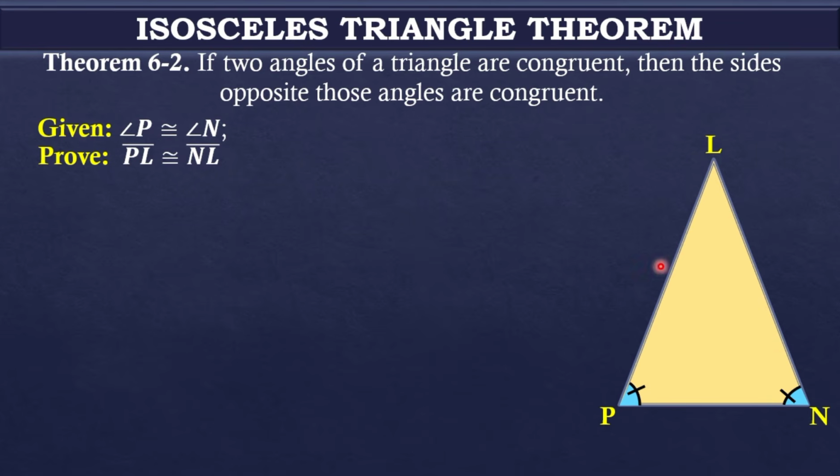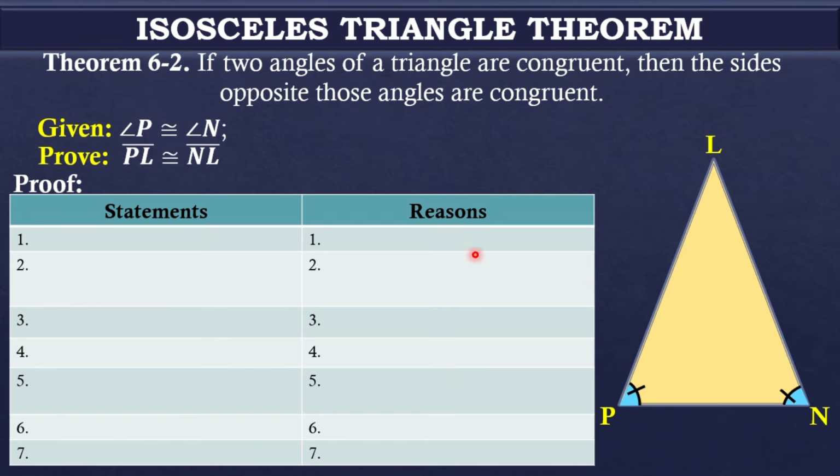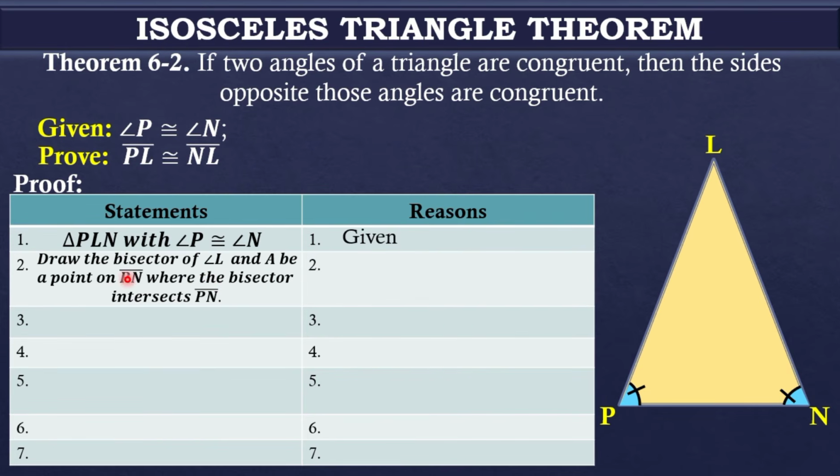So, kailangan ma-prove natin to. Let's start. So, ang first statement natin, of course, angle P is congruent to angle N, that is given. Now, we will also draw the bisector of angle L, and let A be a point of PN, where the bisector intersects PN.